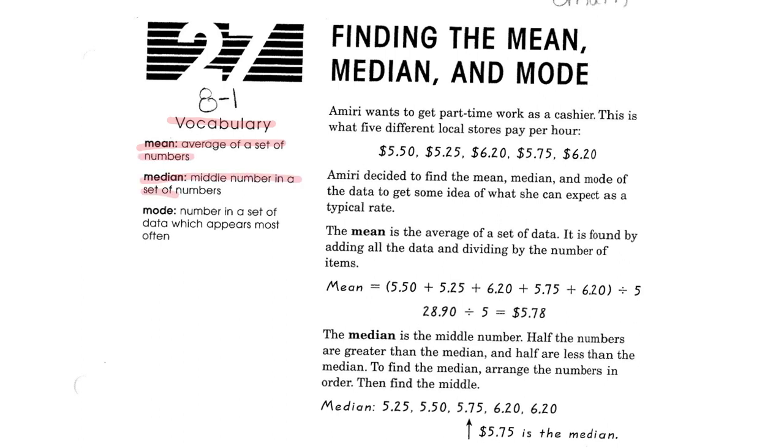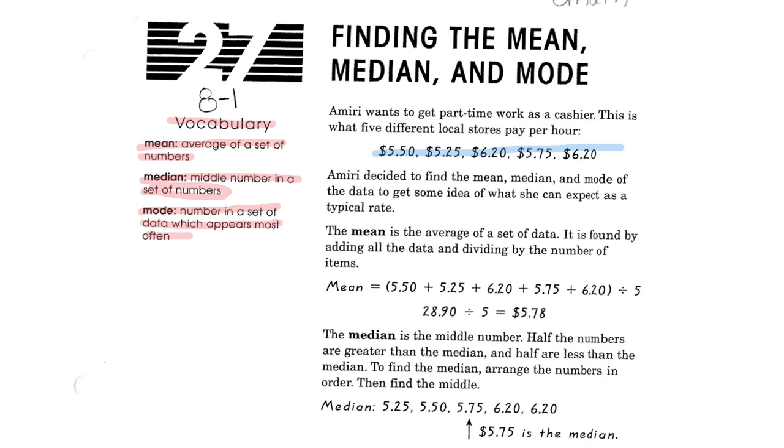Median is the middle number of a set of numbers. Mode is the number in a set of data which appears most often. It says Amori wants to get part-time work as a cashier. This is what 5 different local stores pay per hour: $5.50, $5.25, $6.20, $5.75, $6.20. Amori decided to find the mean, median, and mode of the data to get some idea of what she can expect as a typical rate.